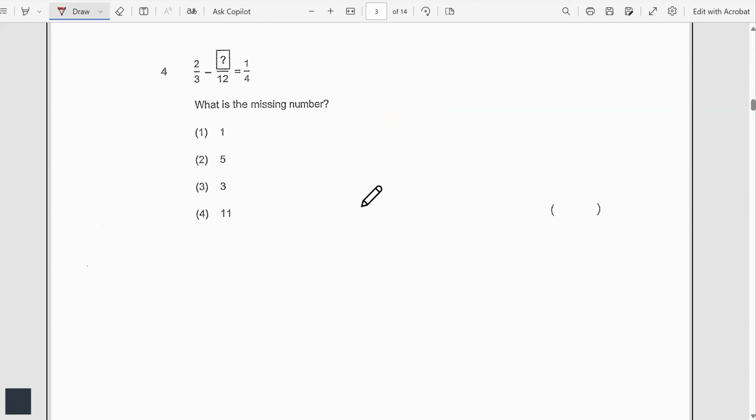Question 4. 2/3 minus something over 12 equals 1/4. What is the missing number? What we want to do here is to change everything to the same denominator. Common denominator will be 12. So instead of 2/3, this becomes 8/12. 8 minus something over 12. And then this will be 3/12.